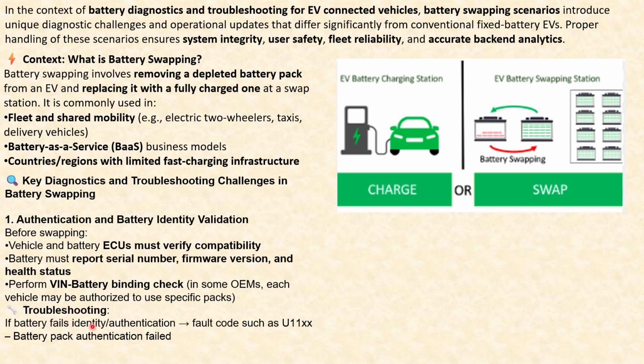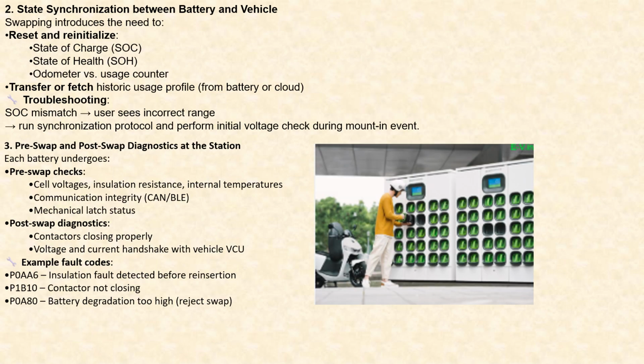So naturally, when it comes to troubleshooting, if the battery fails identity or authentication, some fault code or some DTC code will pop up. This fault code will mean that battery pack authentication has failed. Now, in this right side figure, you can see a battery swap station. This is what I was talking about.